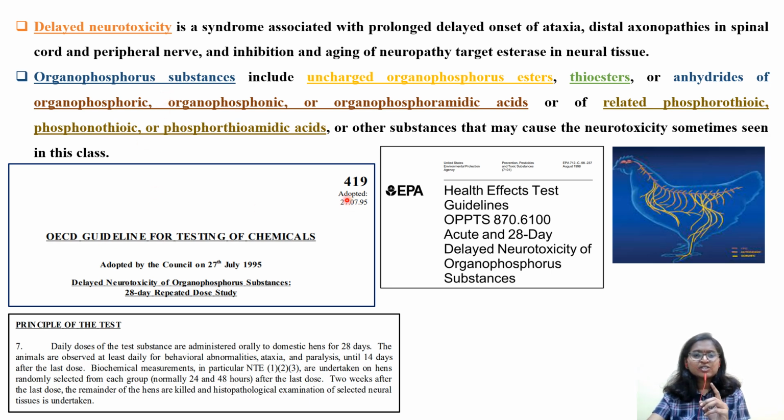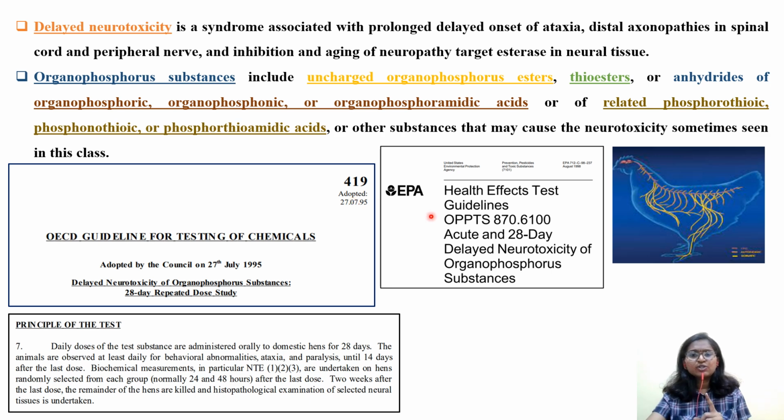As we said, our focus was more towards OECD guideline 419, which came into implementation in 1995. If you look at the title of this particular guideline, you can see Delayed Neurotoxicity of Organophosphorus Substances, 28-day Repeated Dose Toxicity Study. As the name implies, it is a 28-day repeated administration. Here the test item is organophosphorus, and the test species is hen. The target organ we are focusing on is neurotoxicity, particularly delayed neurotoxicity, not acute. That you have to remember.